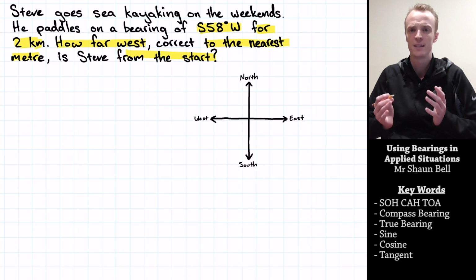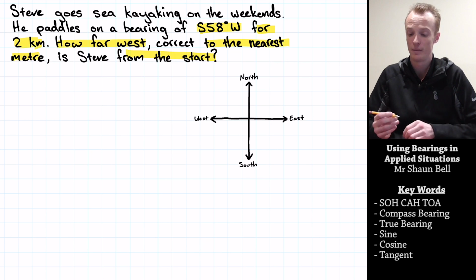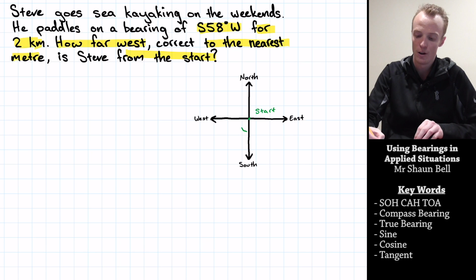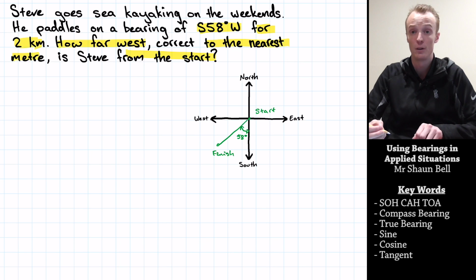So just like last time, let's start by drawing a diagram of this. Let's put the starting value right in the middle of our compass. Now the first piece of important information said that we're travelling at south 58 degrees west. So to determine that, we start at south, we go to 58 degrees in this direction, and we draw a line out and then put a finish. Now we went on that bearing for 2 kilometres. So the 2 kilometres is that line that we just drew.